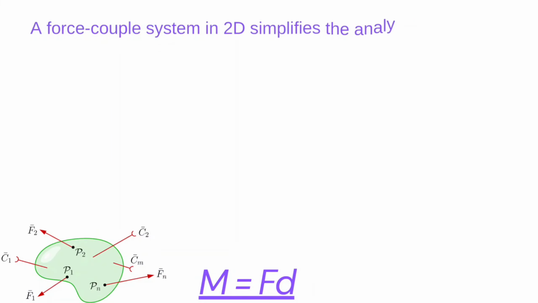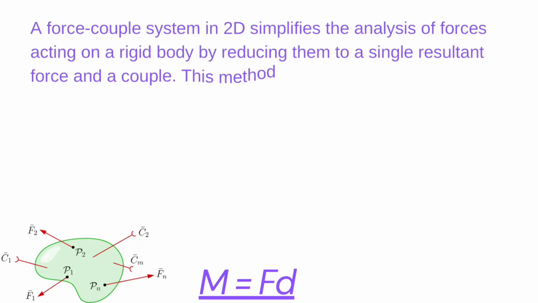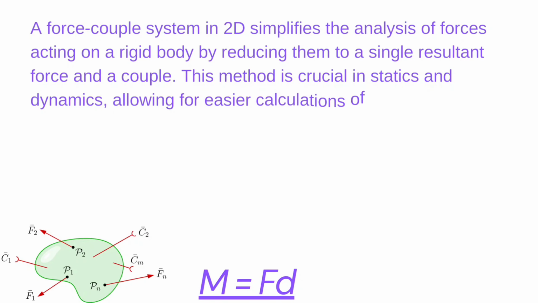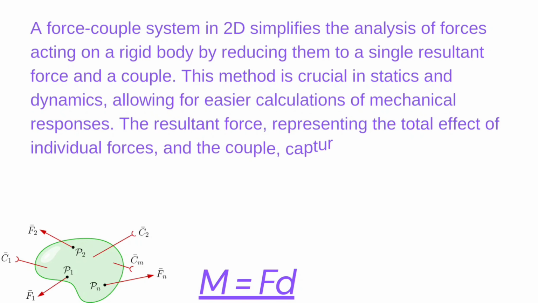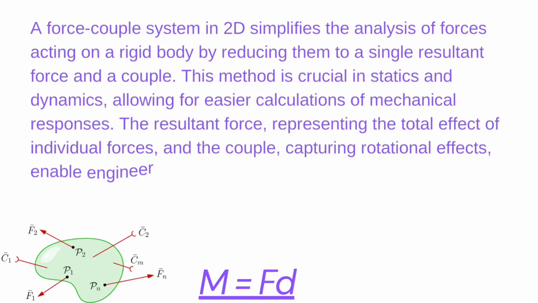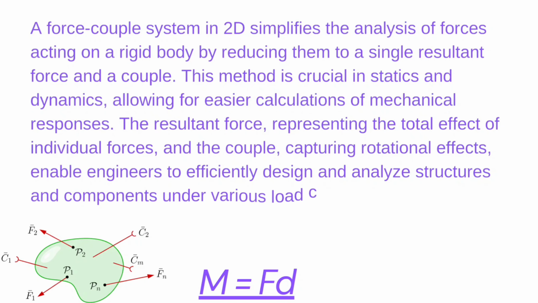A force couple system in 2D simplifies the analysis of forces acting on a rigid body by reducing them to a single resultant force and a couple. This method is crucial in statics and dynamics, allowing for easier calculations of mechanical responses. The resultant force represents the total effect of individual forces, and the couple captures rotational effects, enabling engineers to efficiently design and analyze structures and components under various load conditions.